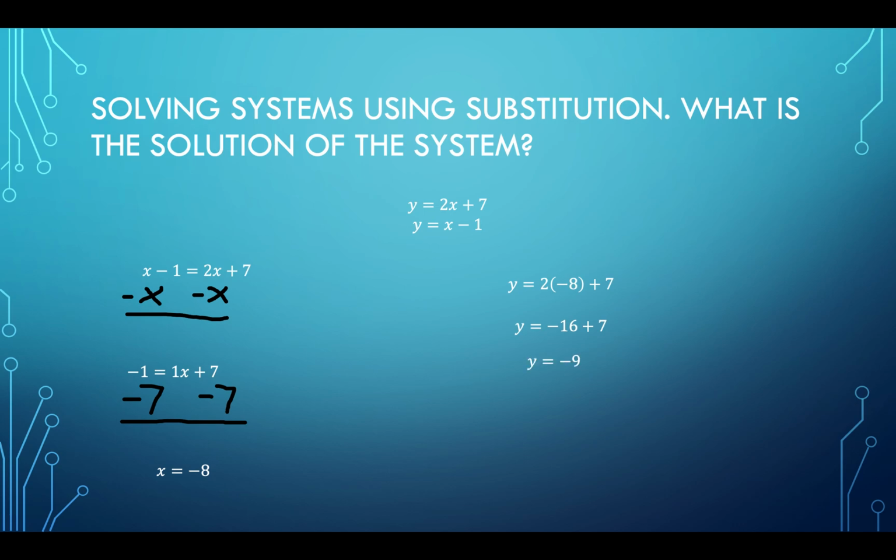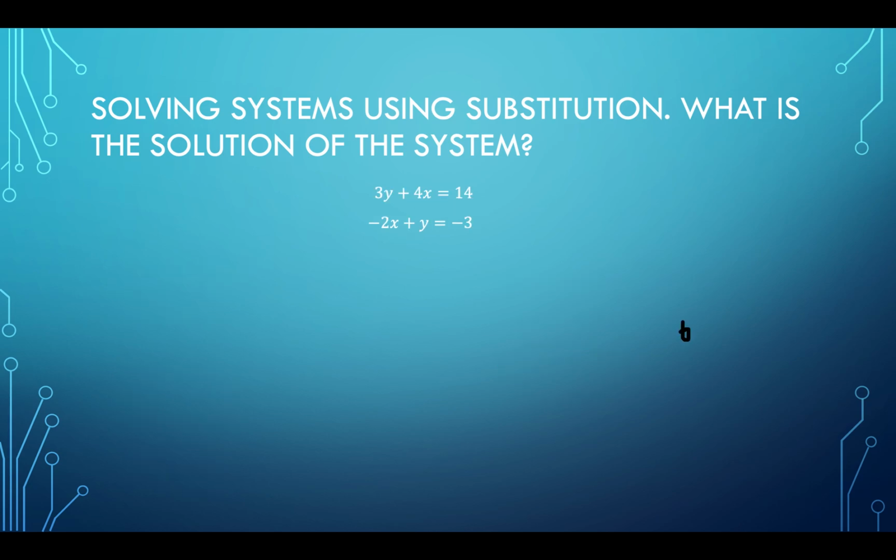And then we go ahead and combine our like terms. Negative 16 plus 7 gives us negative 9. So y is equal to negative 9. So our solution to this system is x is equal to negative 8 and y is equal to negative 9. When you do these, you're always going to have two answers.